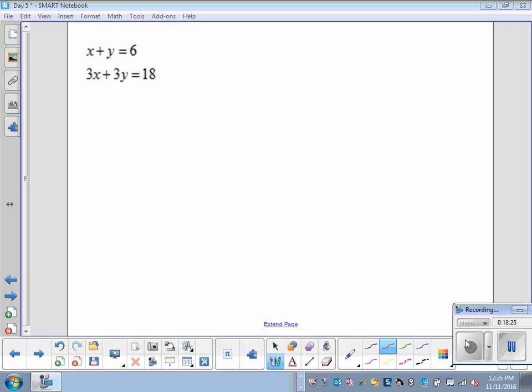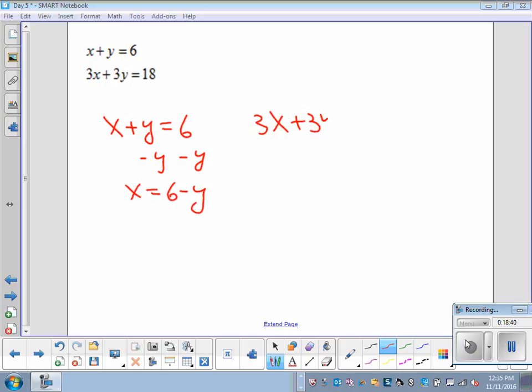Start the recording. So everybody got to this part. Everybody isolated either x or y from the first equation. I'll isolate x, it doesn't really matter. x equals 6 minus y. And then you use the second one, and you substituted what you got. So 3 times 6 minus y, plus 3y equals 18. So you distribute.